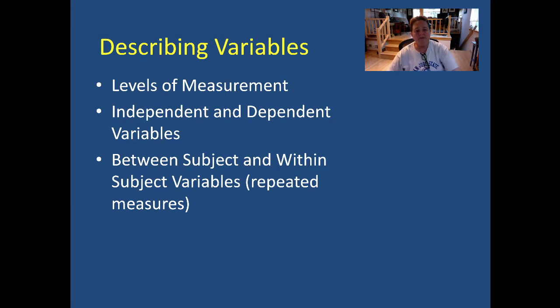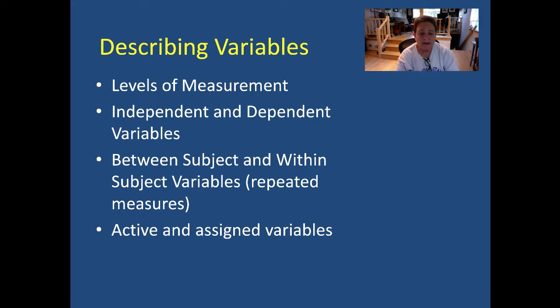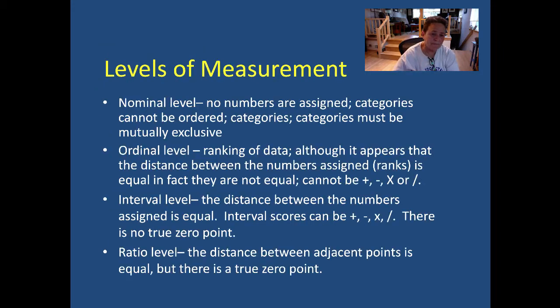So in the next several slides, we are actually going to be looking at levels of measurement, the independent and dependent variables and what that means, what it means to be a between subject and a within subject variable, that's also referred to as a repeated measure, and also what it means to be an assigned or active independent variable.